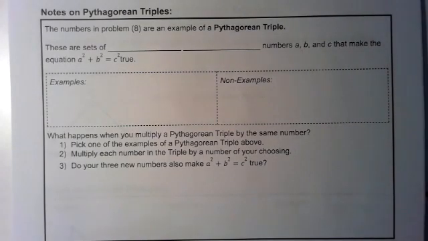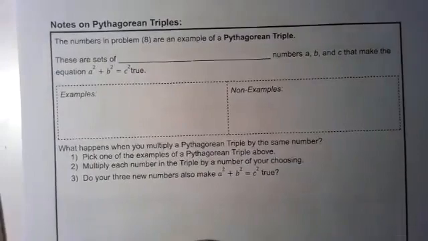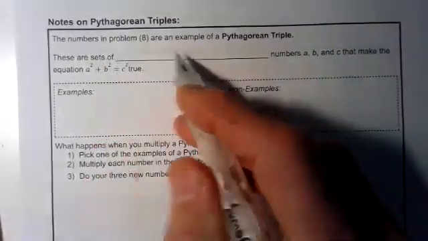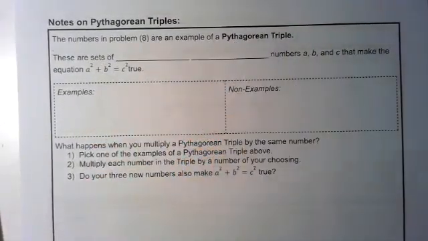Okay, scratch that. We're actually going to keep going. I forgot that there were some notes on the top of the next page. All right, the numbers in problem 8 are an example of a Pythagorean triple. So let's take a look at number 8 here.